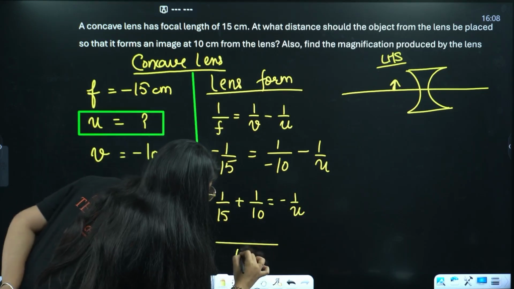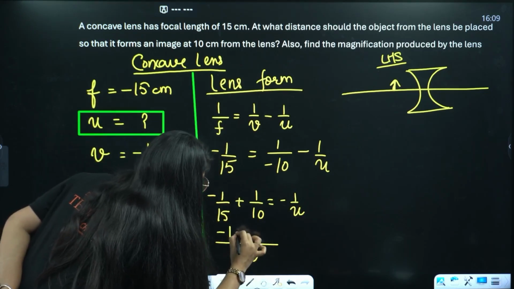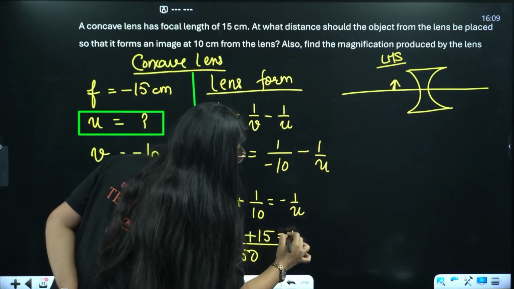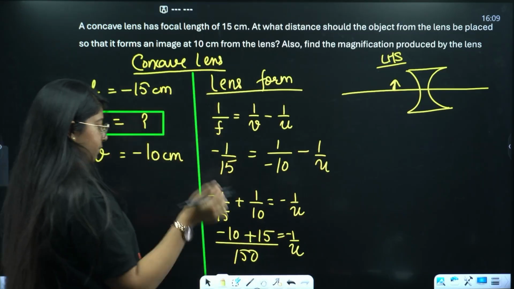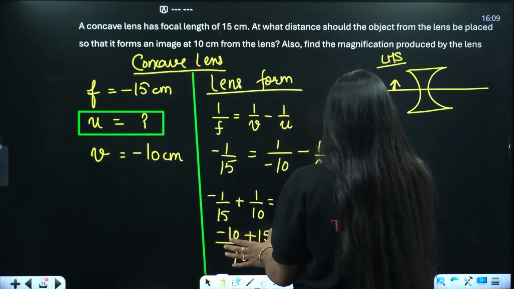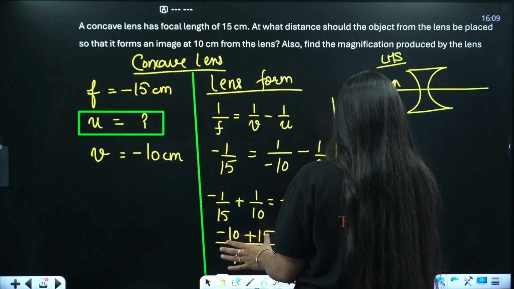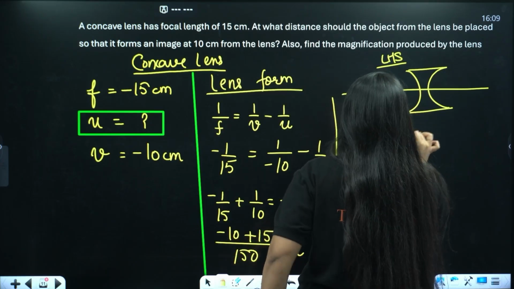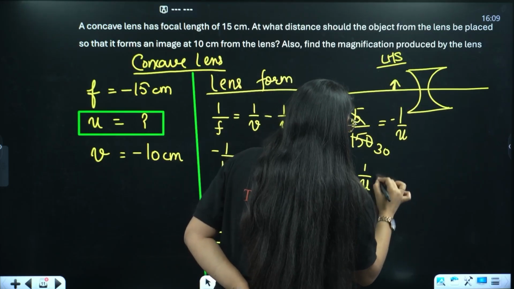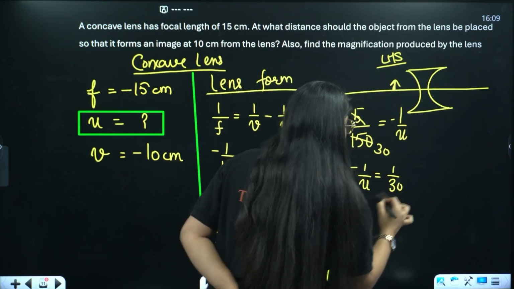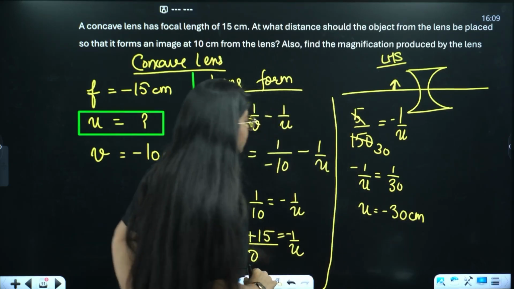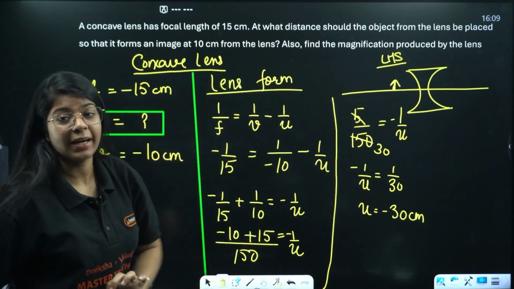If you take the LCM, this will be 150 minus 10 plus 15 equals 1 by u minus 1 by u. Okay, remember to put minus. Now if we just solve this from here, this will be 5 by 150 equal to minus 1 by u, and then this will be simply 30. So 1 by u equals 1 by 30, so u equals minus 30 centimeter. Understood? Centimeter is the correct unit.